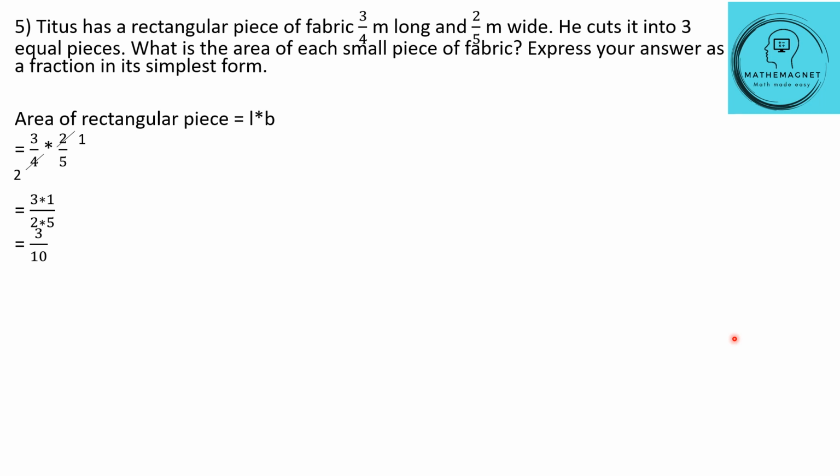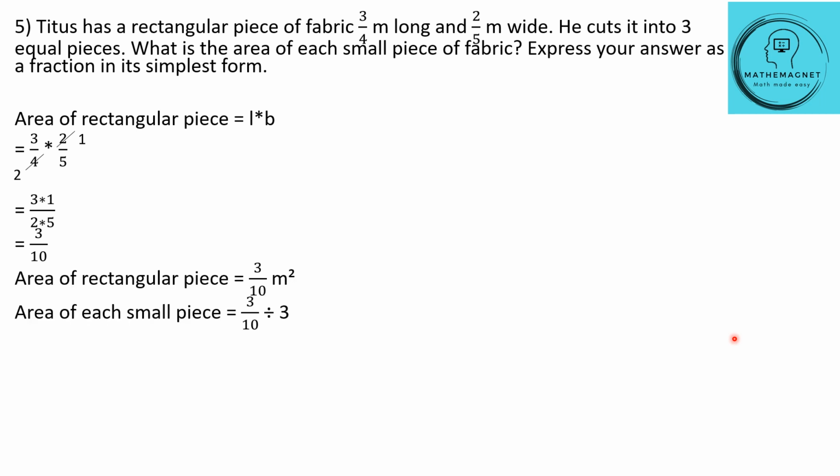Now he cuts it into 3 equal pieces. When you cut it into 3 equal pieces, you will have to divide this 3/10 by 3. So the area of each small piece will be 3/10 divided by 3, which can be rewritten as 3/10 × 1/3. So 3 and 3 cancel out, so it becomes 1/10. So the area of each small piece is equal to 1/10 meters squared.